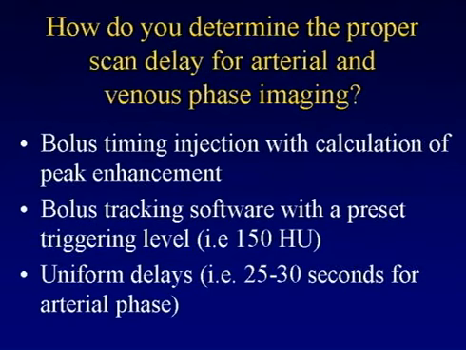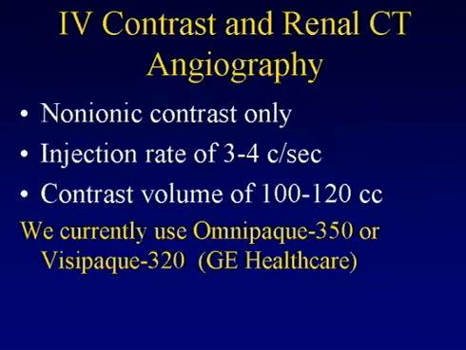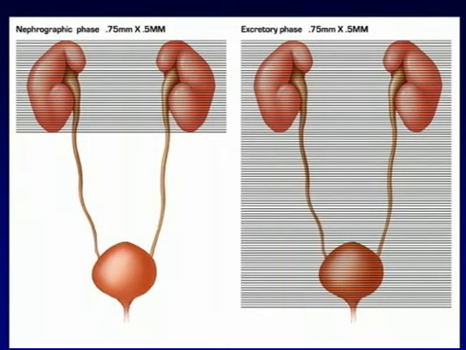There are many ways to think about timing the different phases, from bolus tracking to test bolus to uniform delays. In our practice, for most patients in renal imaging, we use preset delays, try to inject 4 cc's per second of contrast, go around 100 to 120 cc's. Borderline renal function will drop the volumes to 80 cc's or even 60 cc's if necessary.